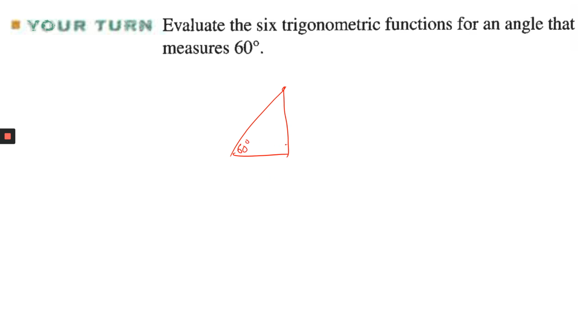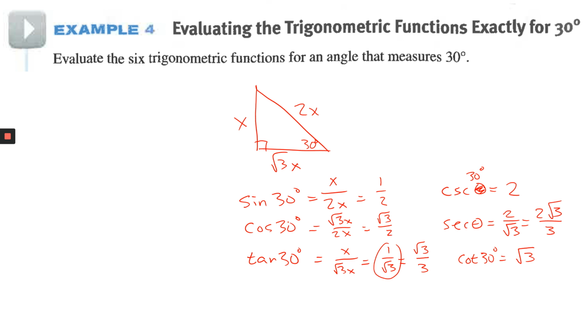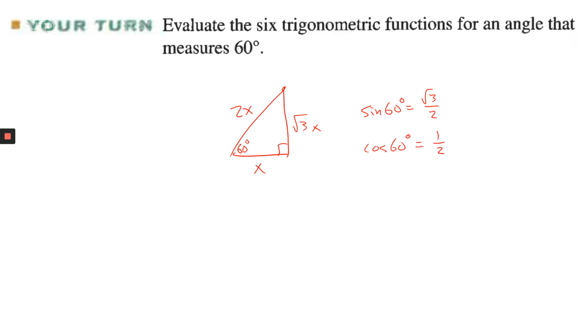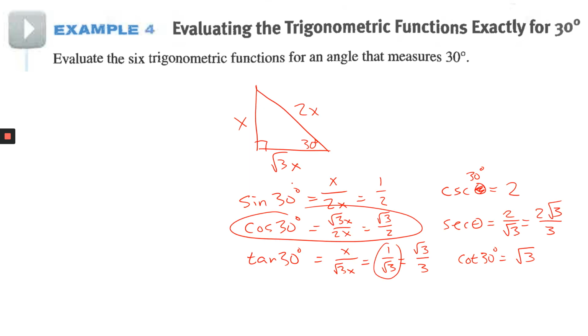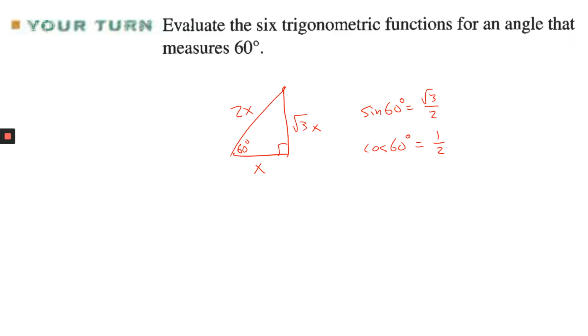All right, so the 60-degree angle is across from the rad 3 side. It has the x side next to it, and it has 2x up here. And so sine of 60 degrees will be rad 3 over 2, and the cosine of 60 degrees will be 1/2. And notice that sine of 60 is the same as the cosine of 30, rad 3 over 2. Cosine 30, sine of 60. Cosine 60, sine of 30, 1/2. Those are the cofunctions.